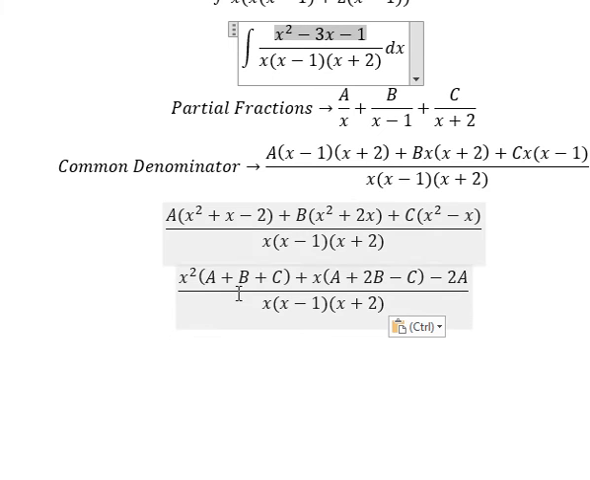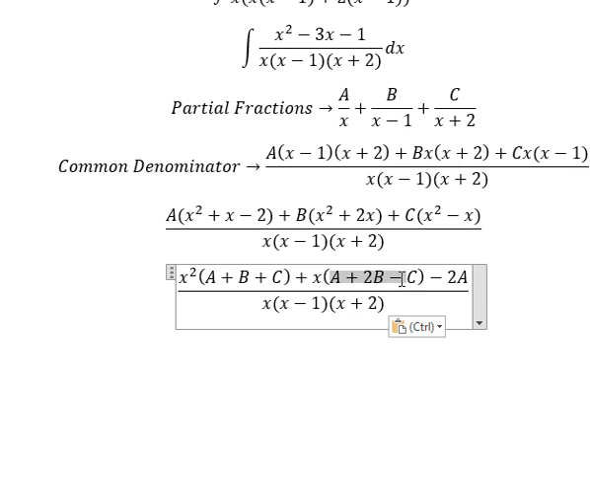We have s squared, so this is number 1. A plus b plus c equals 1. This one we have negative 3 next to s. So a plus 2b minus c equals negative 3. And negative 2a equals negative 1. And now we create the system of equations.